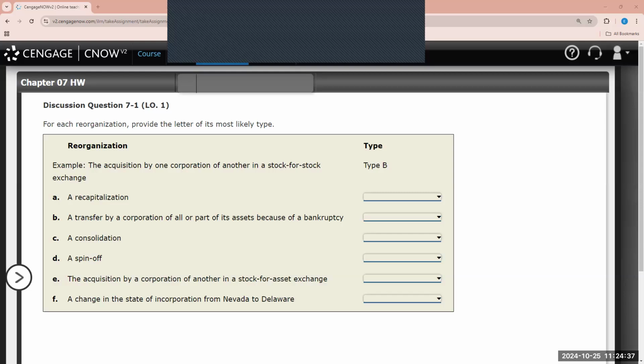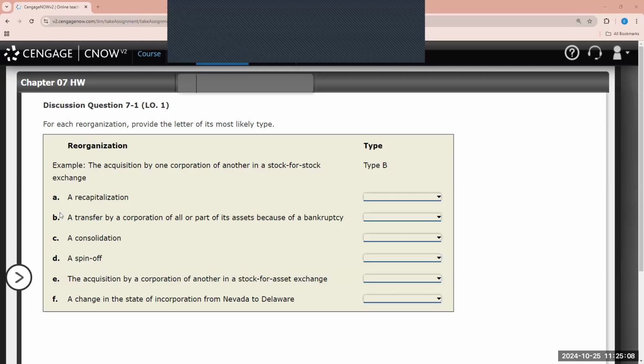Likewise, with the reorganizations, there are some requirements that must be met. And if a transaction fails to qualify as a reorganization, then obviously it's not going to receive the special tax favor treatment. Each type of reorganization has specific requirements that qualify the transaction for the benefit of the deferred income recognition. So here we see an example, the acquisition by one corporation of another in a stock for stock exchange.